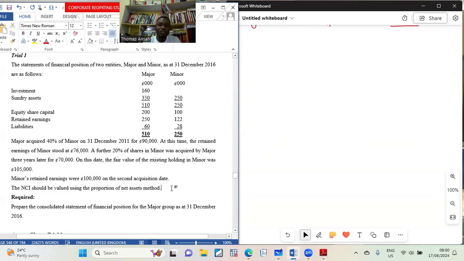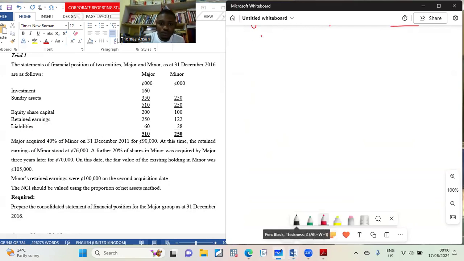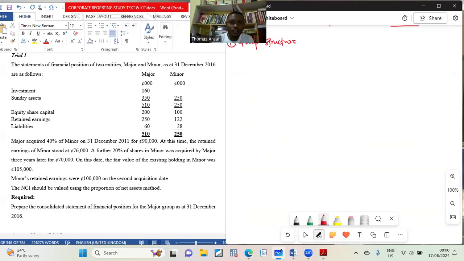Most of the time, these questions, that is what you have. You are asked to prepare a balance sheet. So how do we go about this? Just as you know, you have to do your workings one, which is your group structure. And these things we do is coming from IFRS 3. Don't forget that.